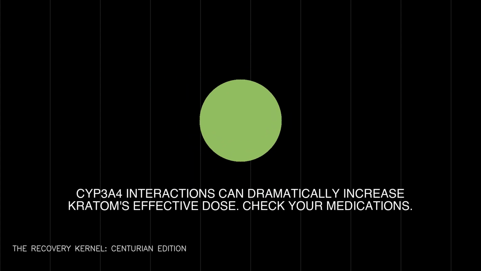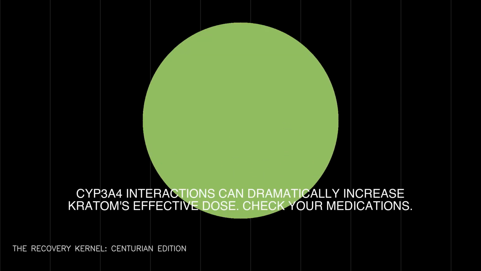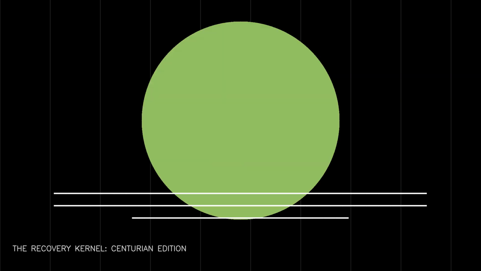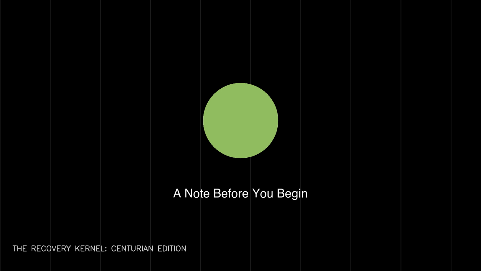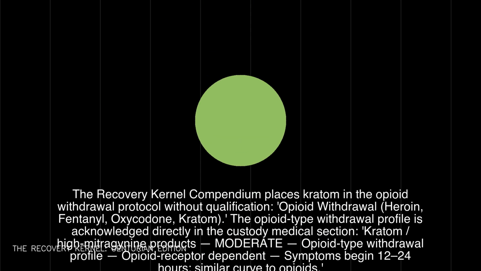Kratom withdrawal is opioid type. Buprenorphine can manage it. Ask for it. CYP3A4 interactions can dramatically increase kratom's effective dose. Check your medications. A note before you begin.